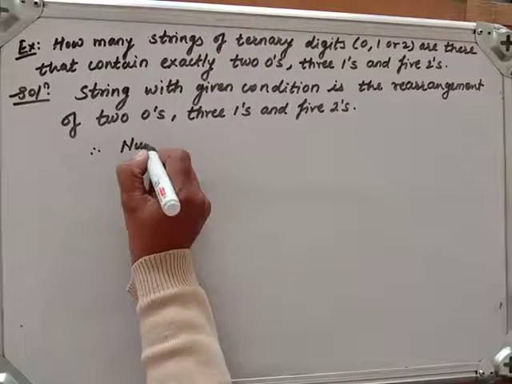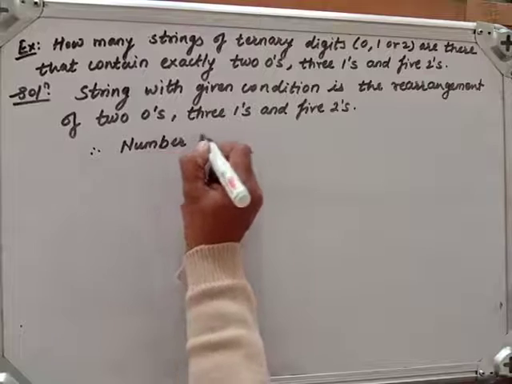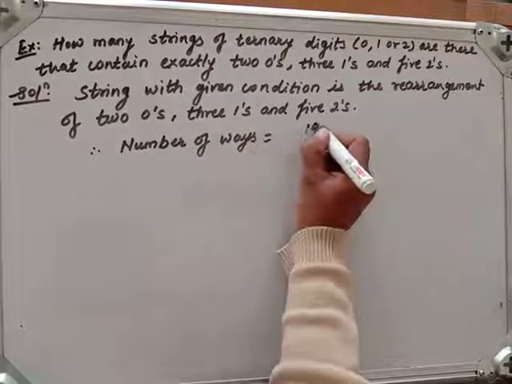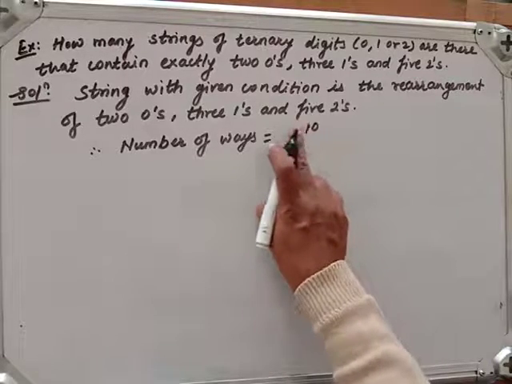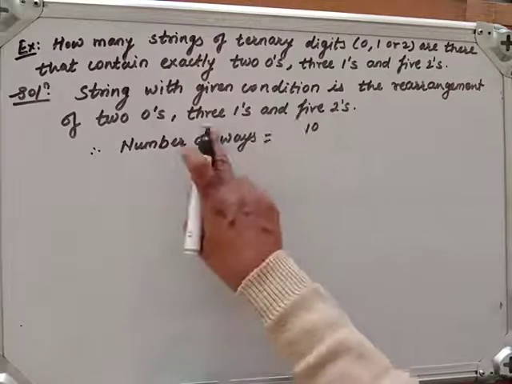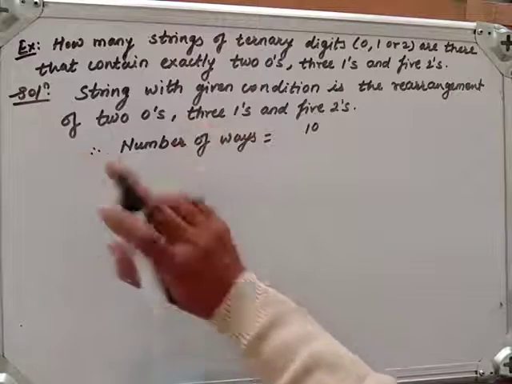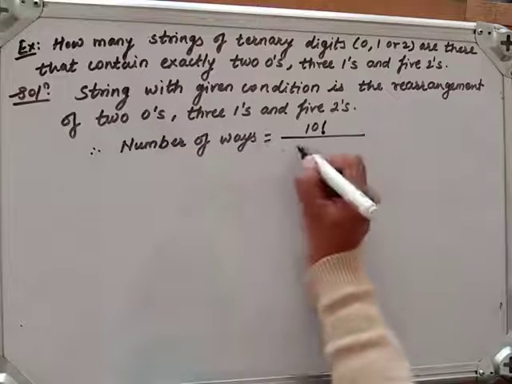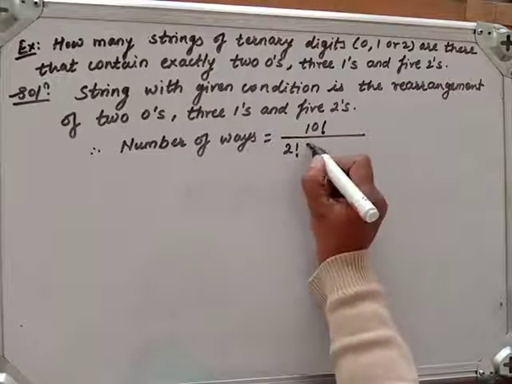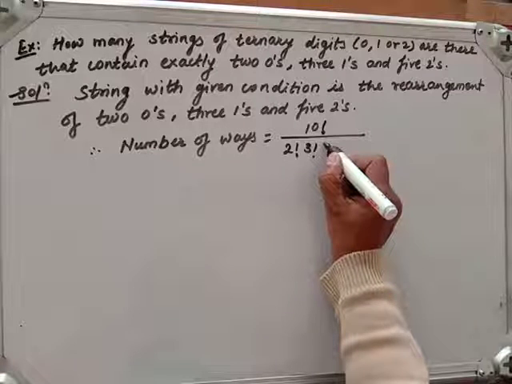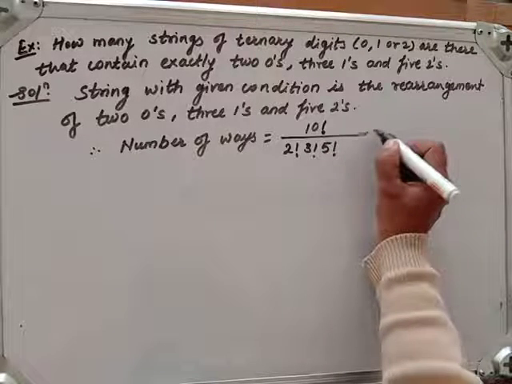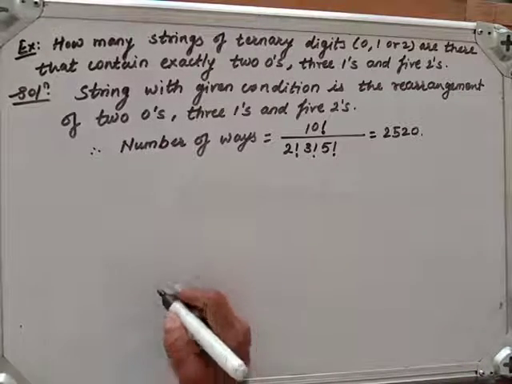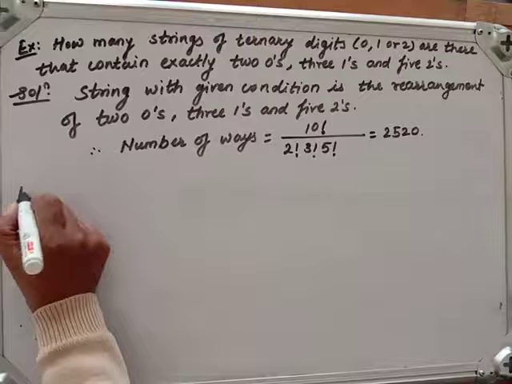Therefore, number of ways are how many here? Total are how many? 5 twos means what? 5 plus 3 plus 2, that is 10. So that's why I take 10 factorial upon 2 zeros means 2 factorial, 3 ones means 3 factorial, and 5 twos, so 5 factorial. So the answer is 2520. Fine. The next example, similar kind of question.